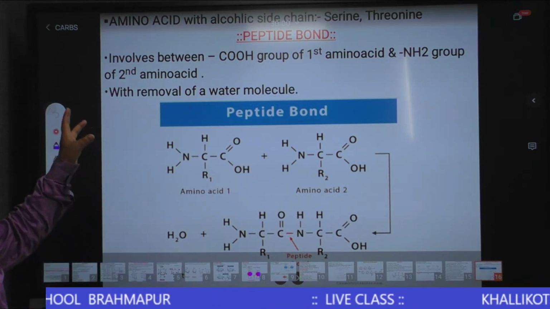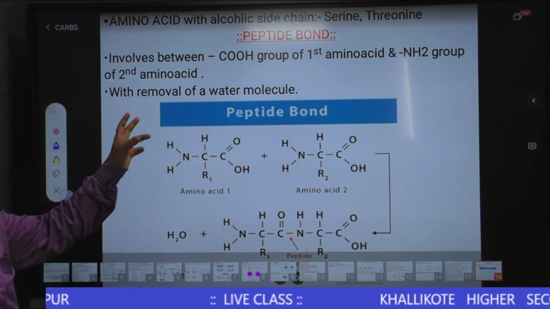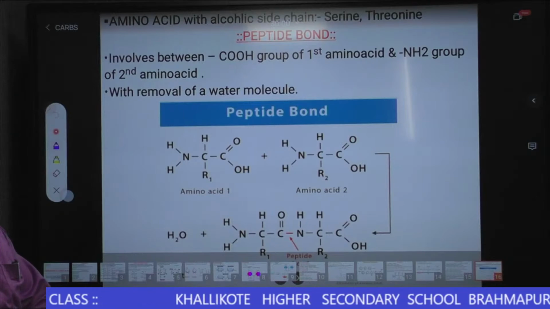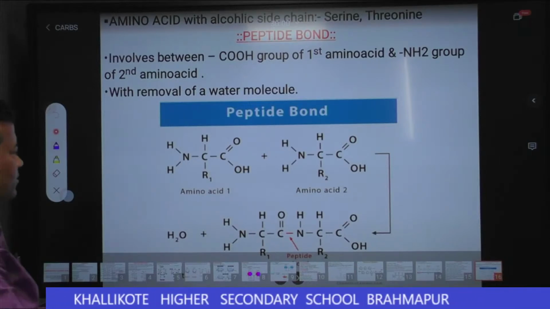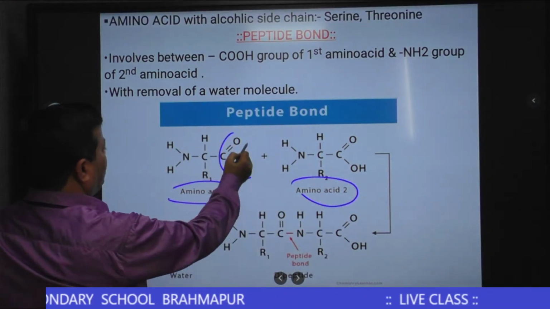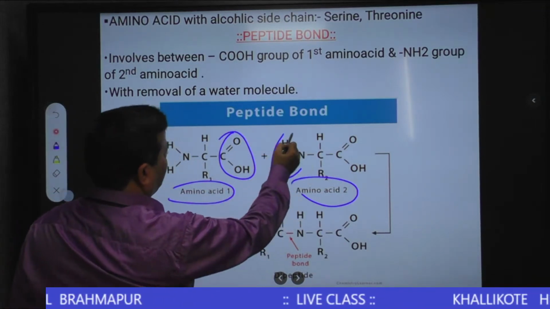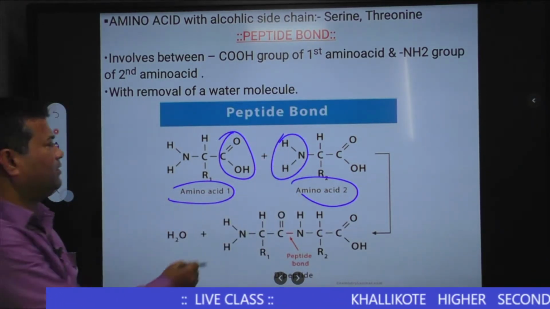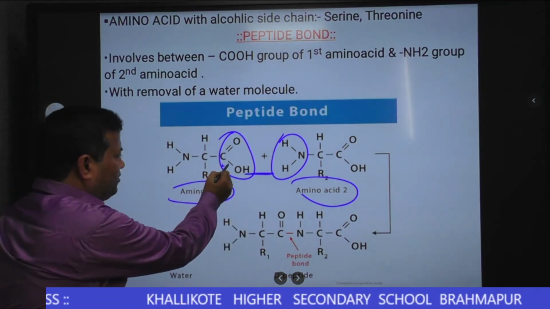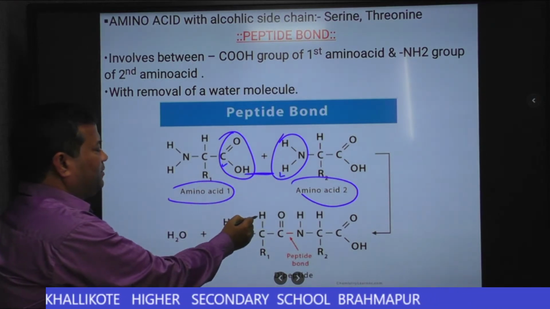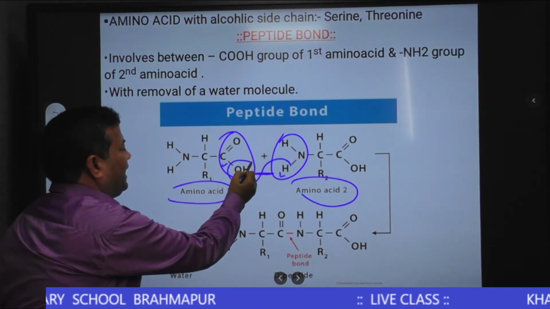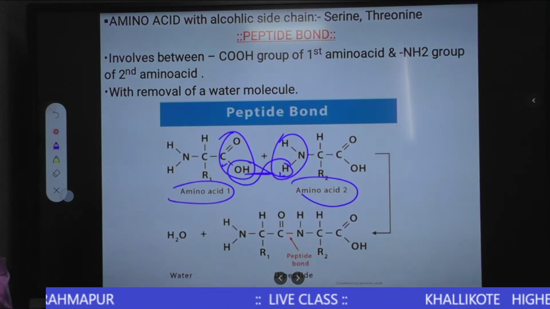Then comes to peptide bond. We know peptide bond is formed between the carboxyl group of the first amino acid and the amino group of the second amino acid with removal of a water molecule. Here this is the first amino acid, this is the second amino acid. This is the carboxylic group of the first amino acid, this is the amino group of the second amino acid. Here the peptide bond is formed between them with removal of a water molecule. Here the OH group is combined with a hydrogen atom to form a water molecule.